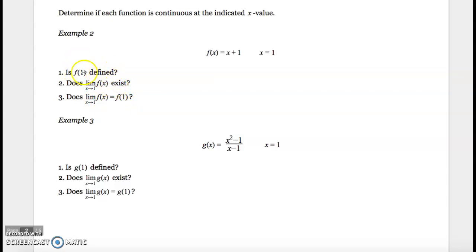So first of all, we have to say, is f of 1 defined? So I'm just over here going to go ahead and just plug 1 into my equation and see what I get. Well, if I plug 1 in there, I get 2. Okay, so check, yes, defined. Then the next step is, does your limit exist? So limit of f of x as x approaches 1. Now we know the fastest way to check a limit, or the first thing you should always do, is just to plug it in. So if I go ahead and plug it in, I do also get 2. Check. And then last but not least, does my limit actually equal what my function is? Yes, it does. So we would say, yes, continuous at this value.